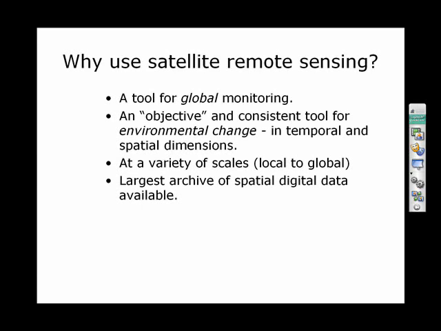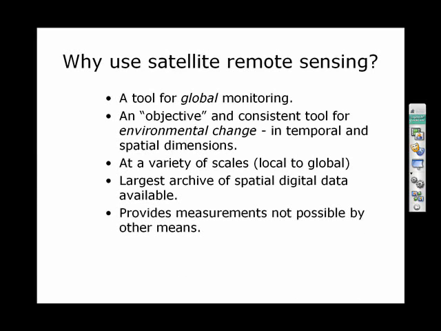Very importantly, satellite remote sensing provides measurements that are simply not possible by other means. There are some things, say, such as measuring the Earth radiation budget, which is simply not feasible to be measured from beneath the atmosphere. You have to get up and above the atmosphere before you can actually make sensible and meaningful measurements of the Earth radiation budget. And there are other things that we will look at in this course that are measurements that are difficult to make otherwise.